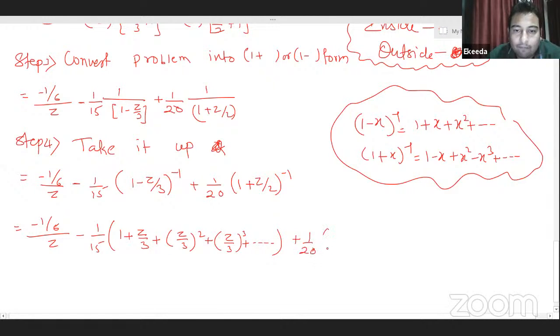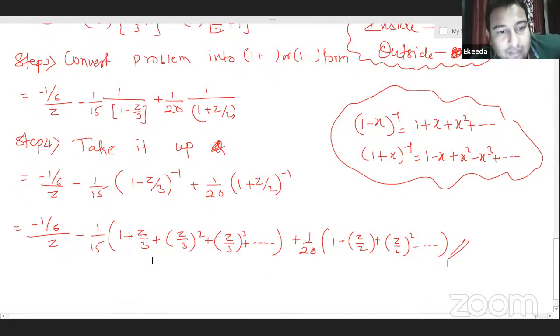Plus 1 upon 20. It is alternate plus minus, so that is 1 minus x. In place of x, we have z by 2. Since it is plus and here it is minus, formula number 2 is applicable: plus z by 2 the whole square minus dot dot dot. That is it, we're done with the first case. Take it up, and step number 5 is expand.